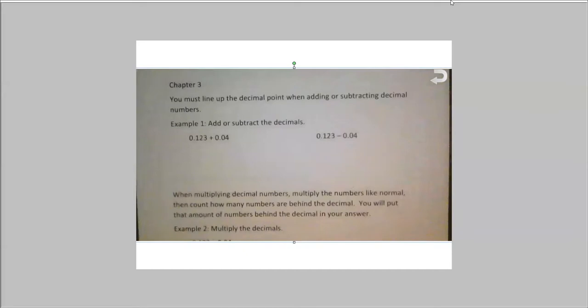We still have one final chapter to look at, and chapter 3 mainly deals with decimals. So I want to just briefly go over those rules for adding, subtracting, and multiplying and dividing with decimals.